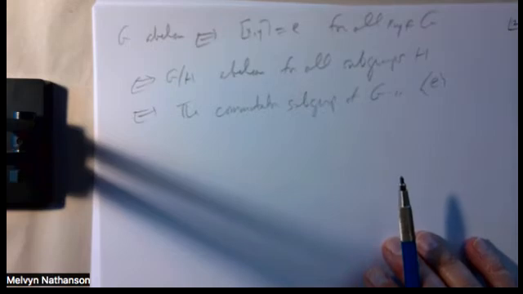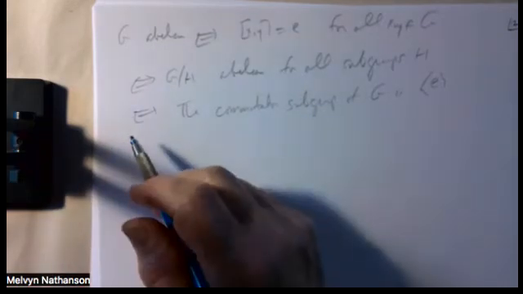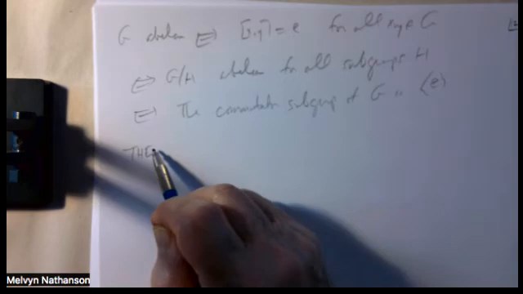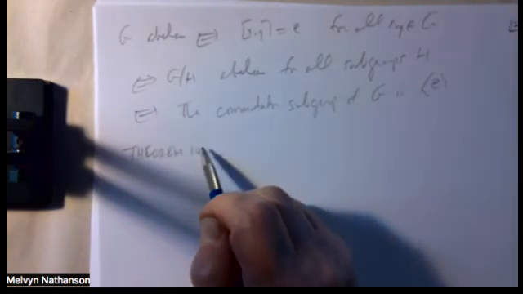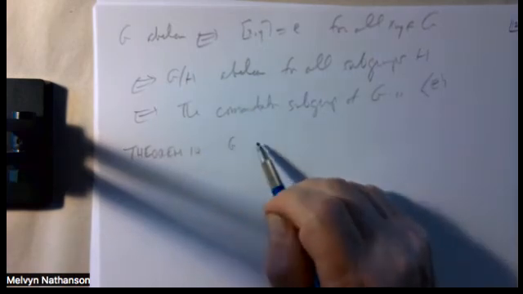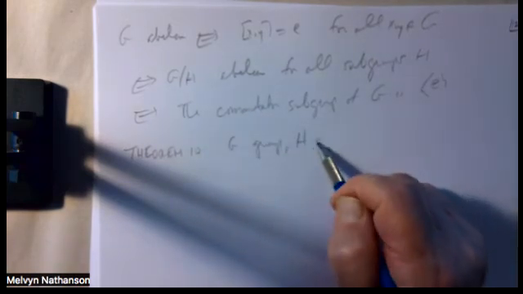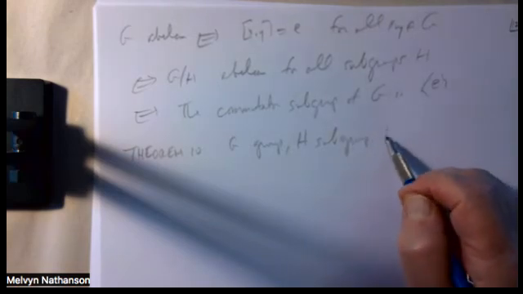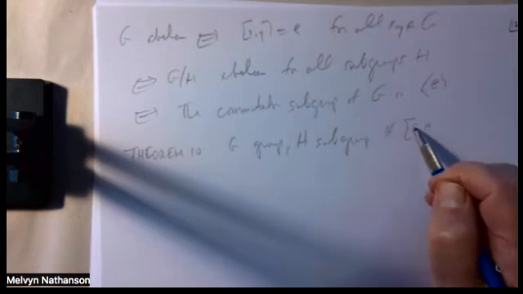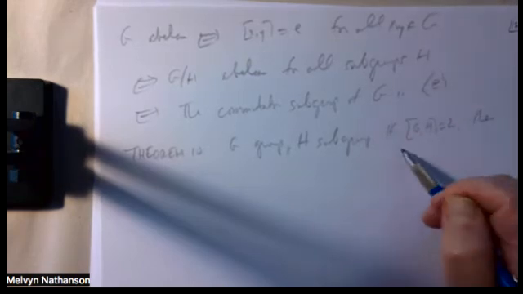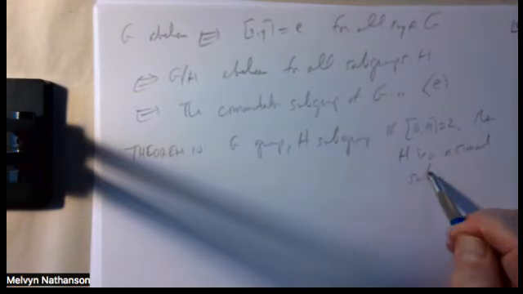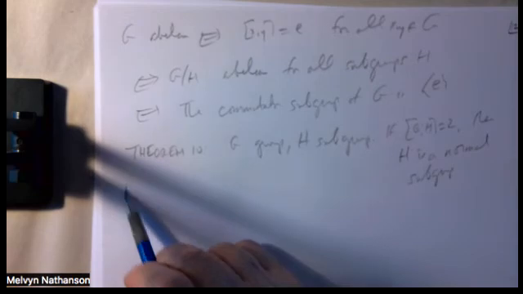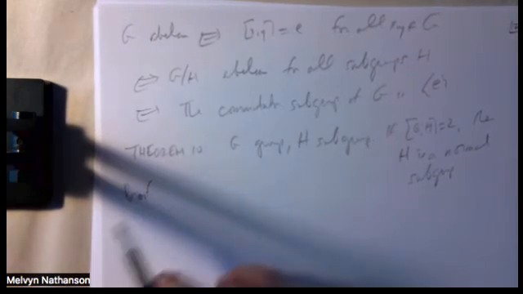And there's a very nice remark that I can put in here in the notes. This is Theorem 10. So I have G a group, H a subgroup. If the index of H in G is 2, then H is a normal subgroup. And what is the proof?